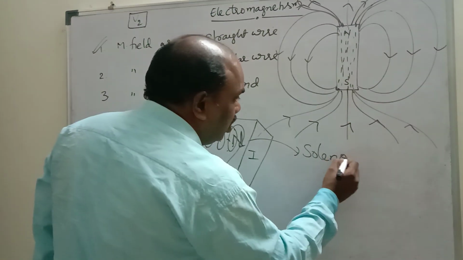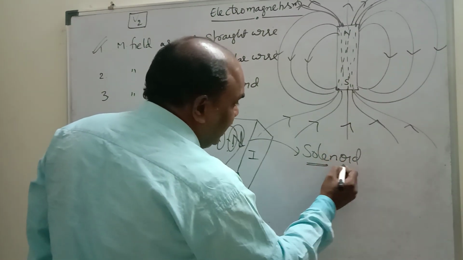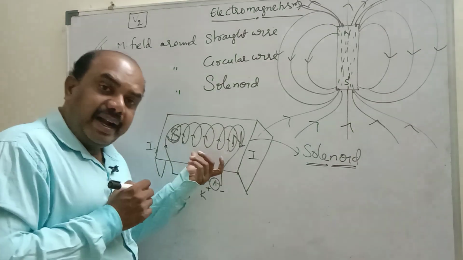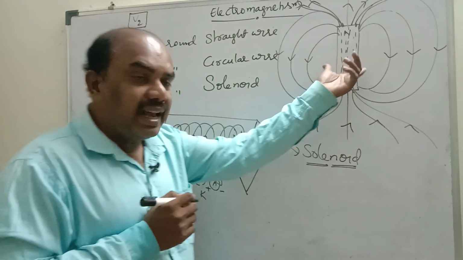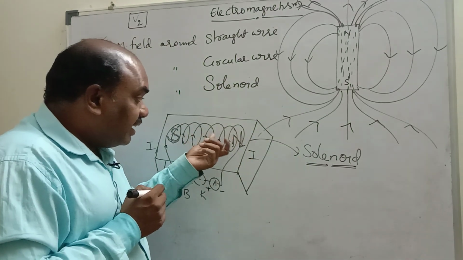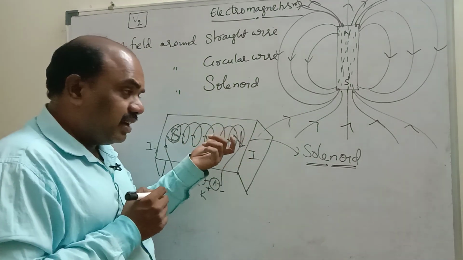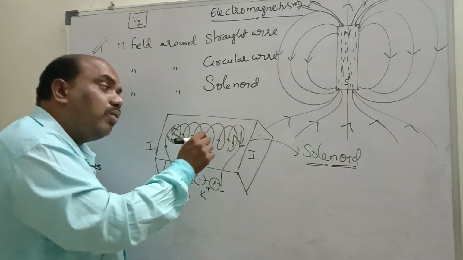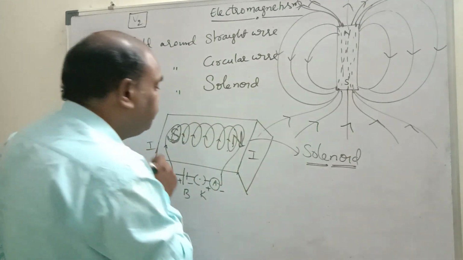This is called a solenoid. Sol means single, noid means coil. It is made up of a single coil. Now we have made a bar magnet. It also acts like a bar magnet, but it is a hollow cylinder. There is nothing inside. Matter is not there. Mass is not there. So we can see what is happening inside the magnet also.